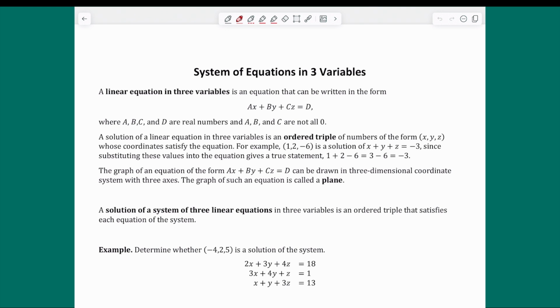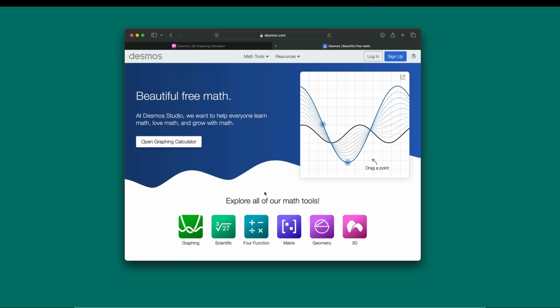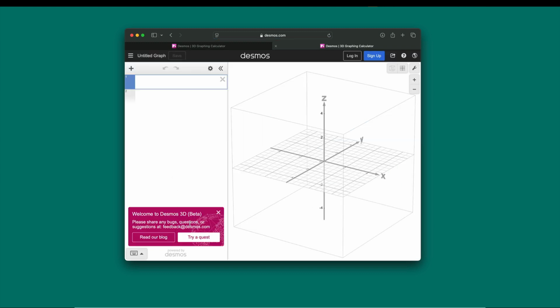Okay, so let's see what a plane looks like. I'm going to go ahead and use Desmos to visualize this. Desmos has a 3D app that's in beta right now. You can think of a plane as an infinite sheet of paper, a rectangular sheet that's infinitesimally thin, spreading out in all directions. It's flat. So let's examine the equation that we just verified the ordered triple (1, 2, -6) was a solution to.